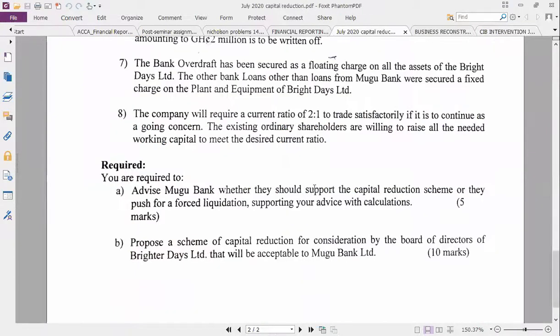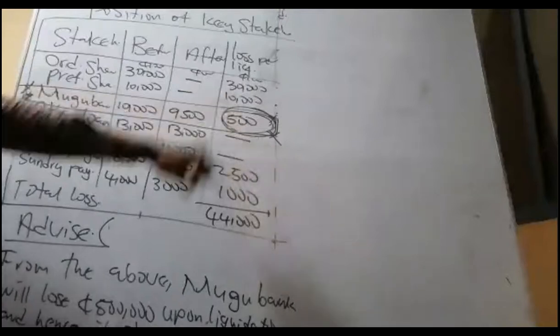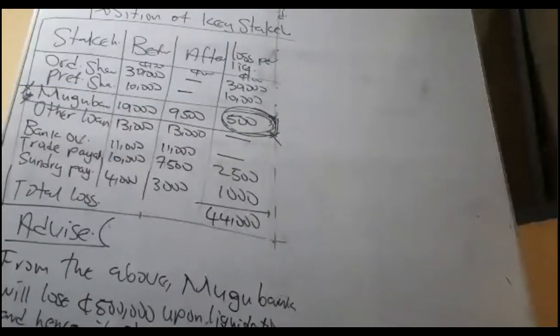Now let's go to our next question for Mugu Bank. Propose a scheme of capital reduction for consideration by the board of directors of Brighter Days Limited that will be acceptable to Mugu Bank Limited. So let's go to the scheme. Before Mugu Bank will accept this scheme, give them a loss which is lesser than 500. That's all we are looking for. So we check your sharing of the loss or the sacrifices and see which amount you give to Mugu Bank.